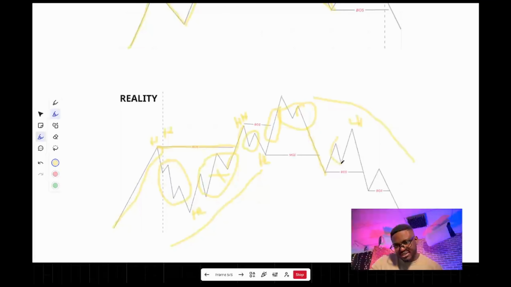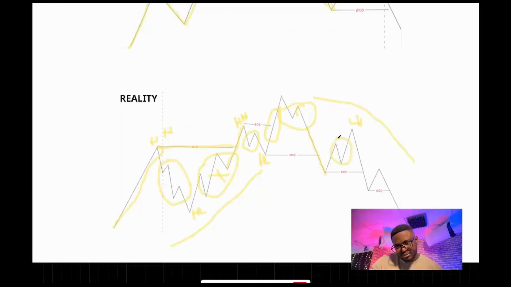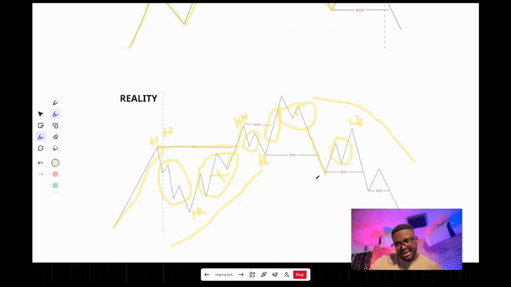All of this right here is noise, internal structure. Don't pay attention to it. Now, this is your new lower low. This is your lower high. This is your new lower low. And this is your new lower high.